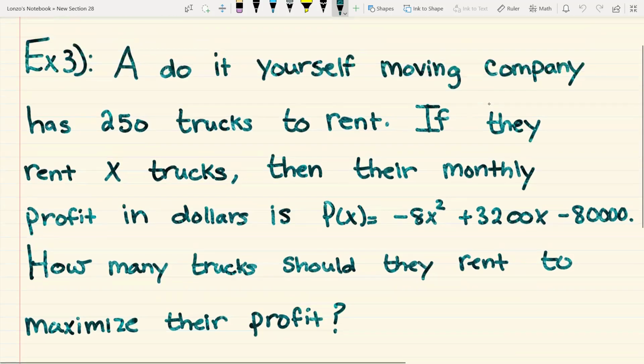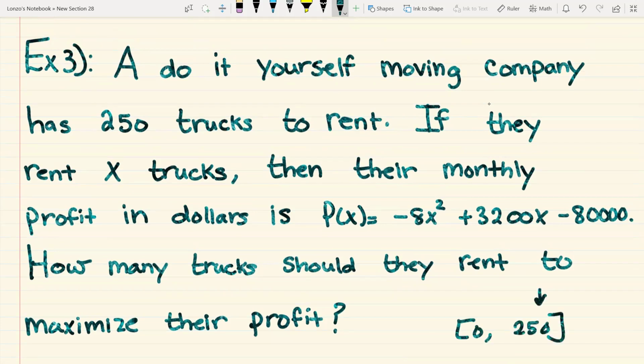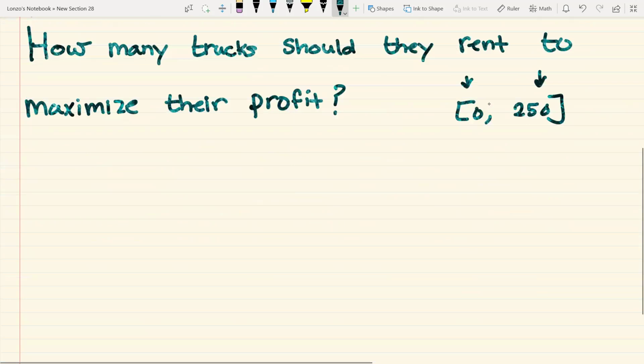So what they're trying to say is, here's your profit function, right? I need to know how many trucks from 0 to 250, right? You can't go more than 250 and you can't go less than 0. So how many trucks will it be? 1, 2, or 220, or 15 trucks? That will give you the most amount of profit. So let's figure that out. How do we do that?